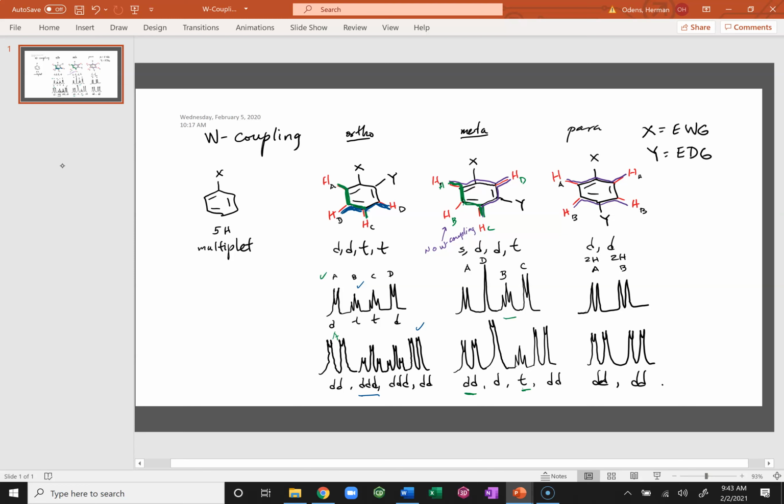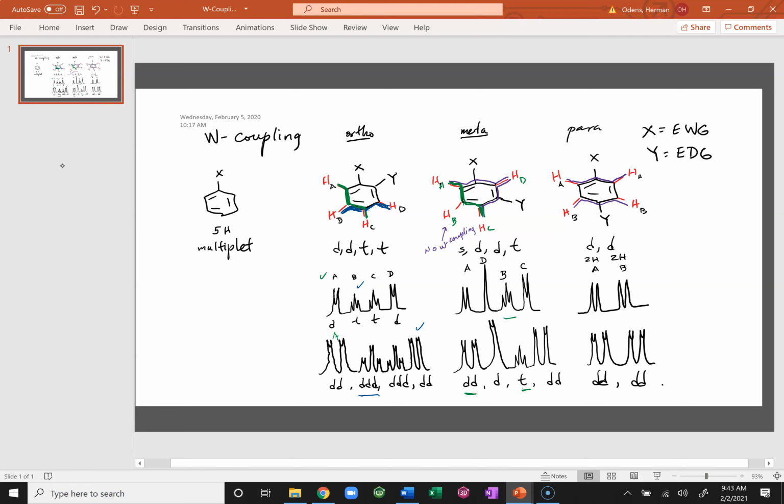All right. Then for the para, everywhere you go from HA to HA, and from HB to HB, both will have W-range couplings, and so instead of going from doublets of doublets, you actually have doublets. See what I'm saying? Any questions up to this point?